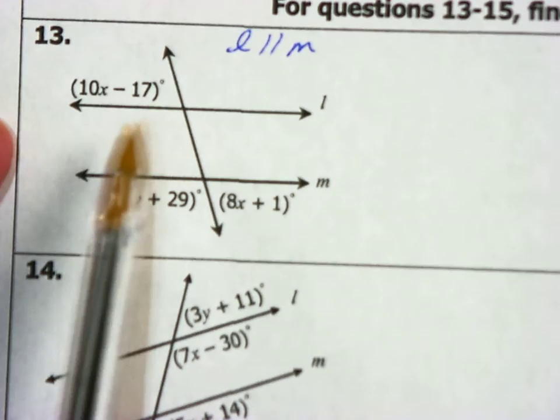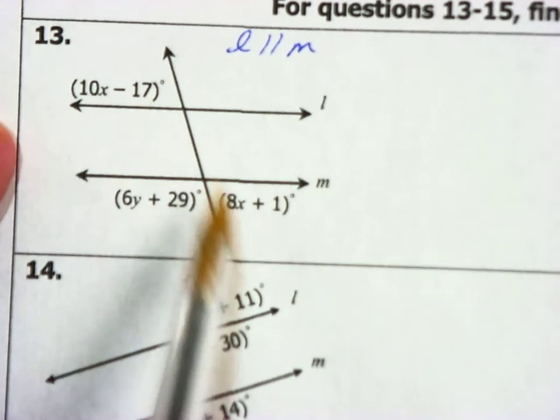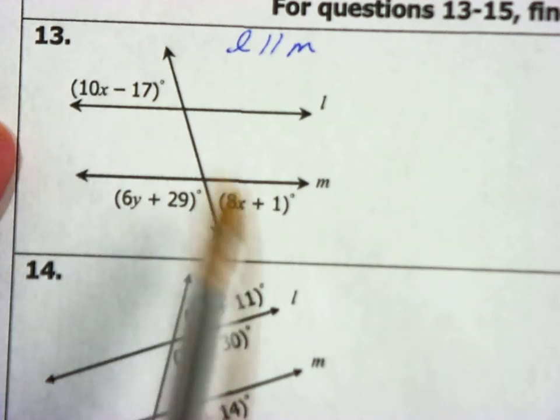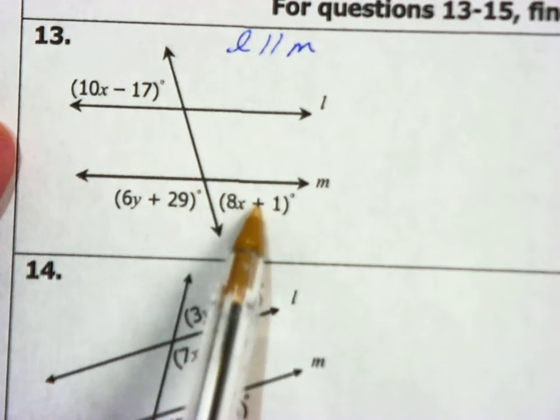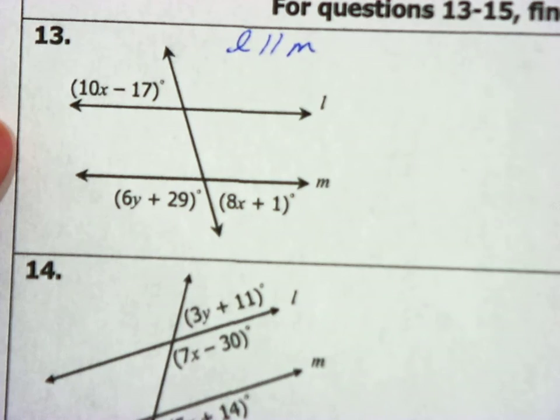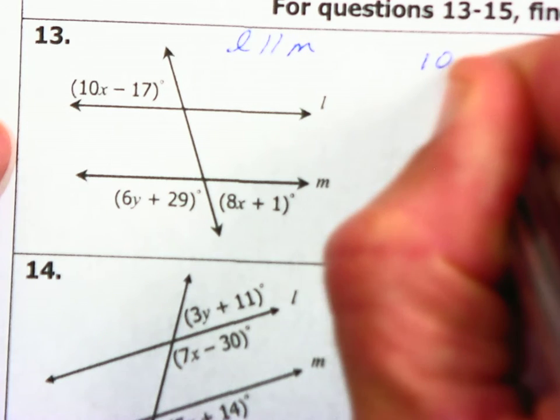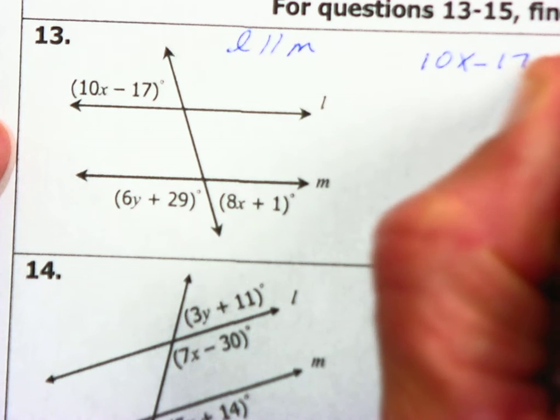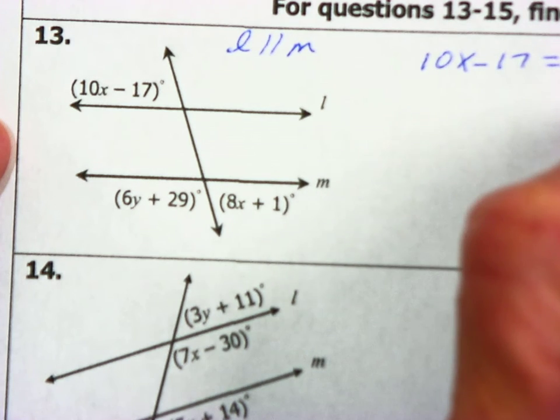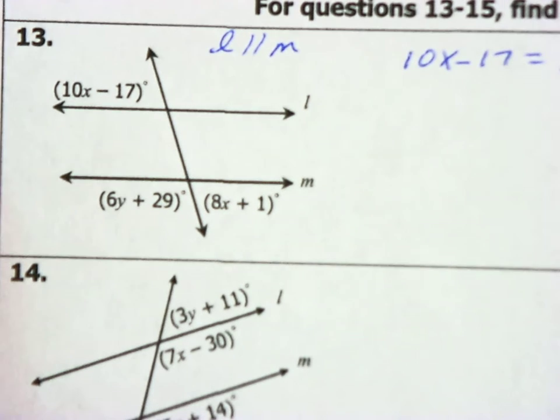Okay, and look, these are consecutive exteriors. Consecutive exteriors are also going to be congruent. So you're going to go 10x minus 17 equals 8x plus 1. You guys remember what consecutive exterior angles are?